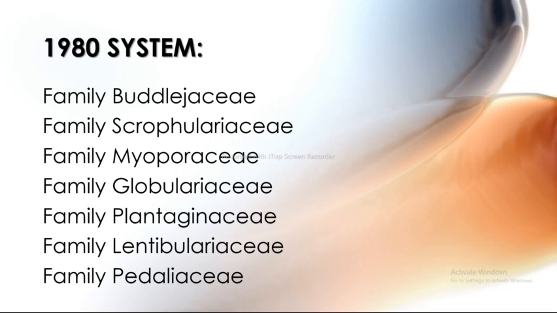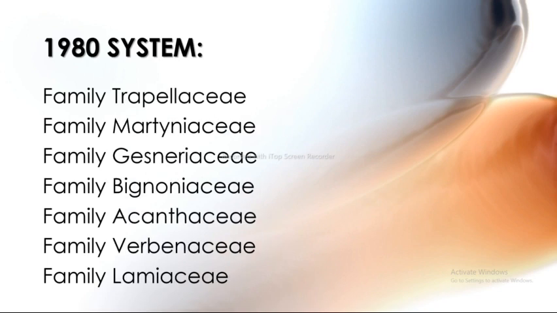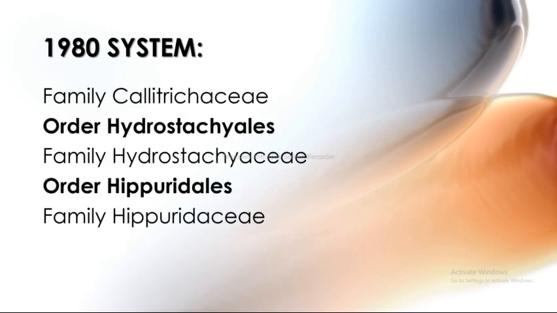Next is the Lentibulariaceae and Pedaliaceae. Next is the Tropalaceae, and the next is the Martiniaceae and Gesneriaceae, Bignoniaceae, Acanthaceae and Verbenaceae. Next is the Lamiaceae. And the next family is the Callitrichaceae.